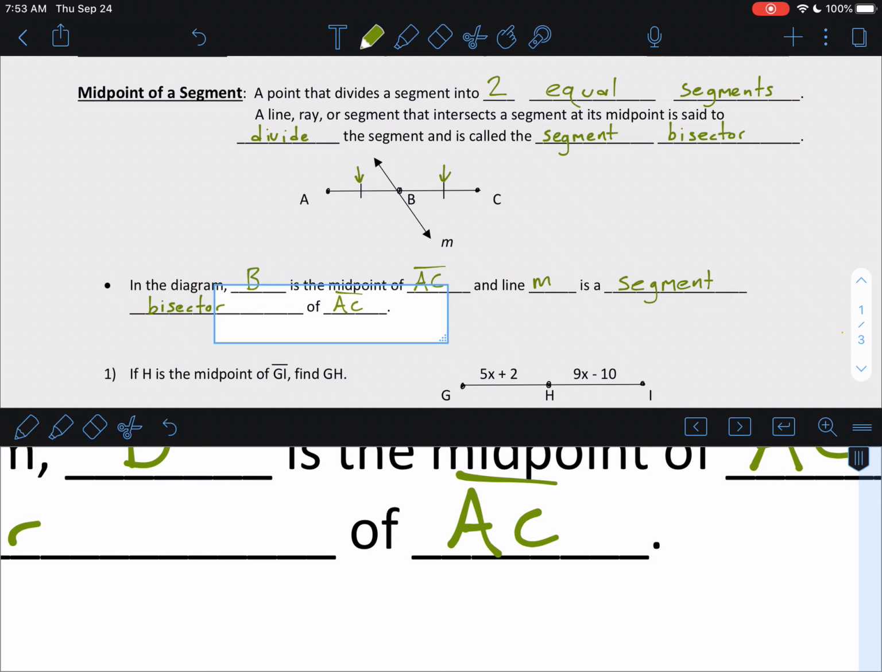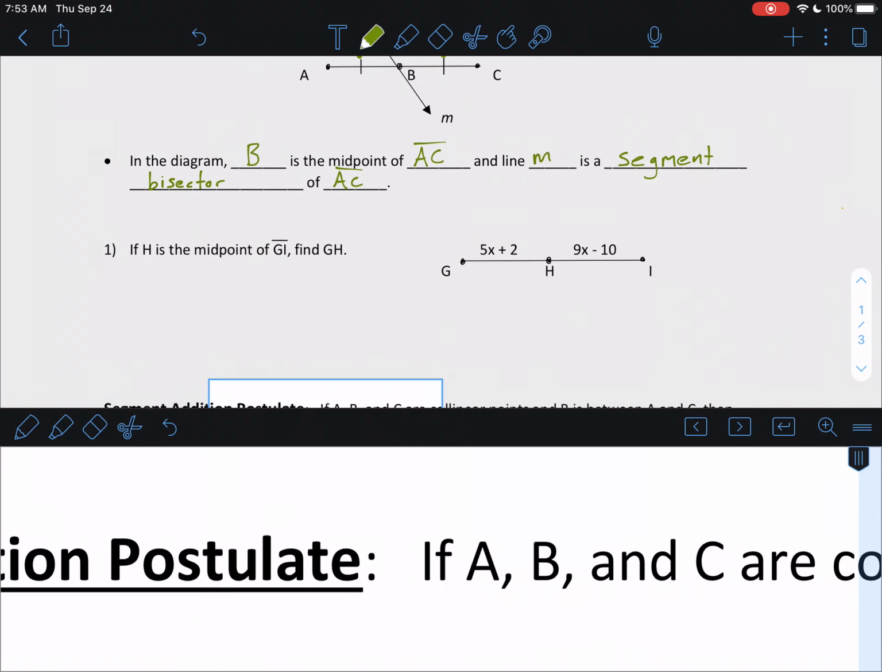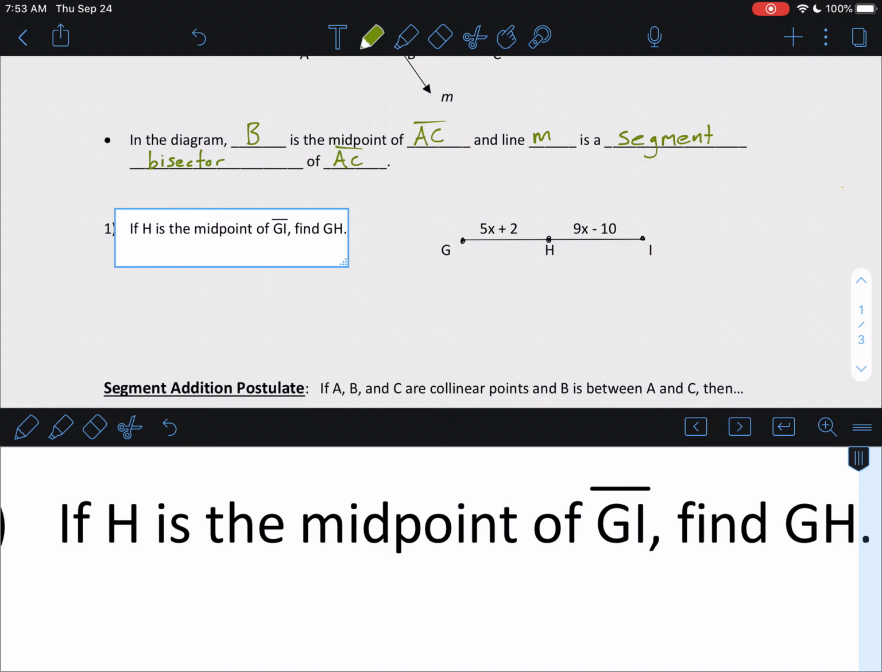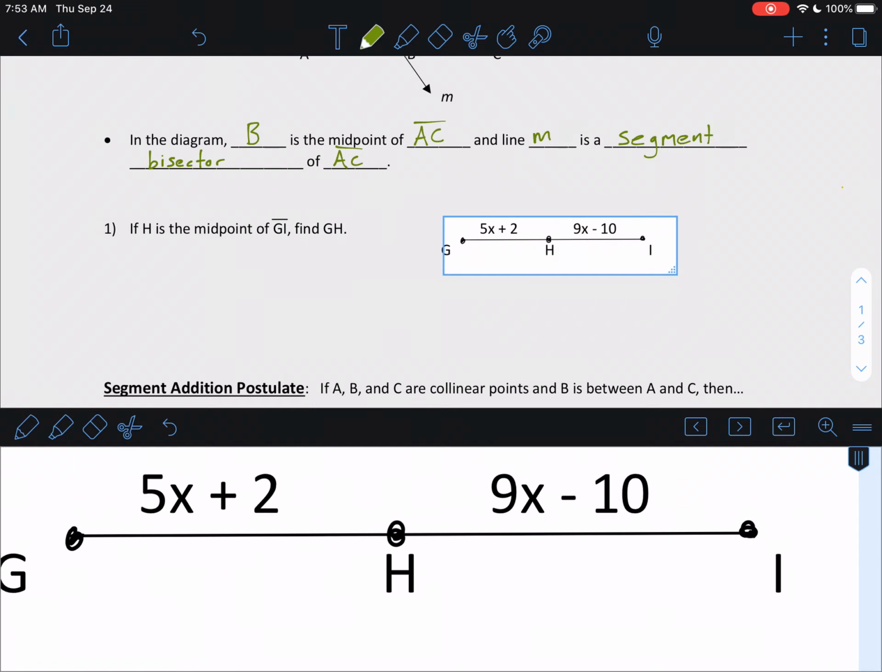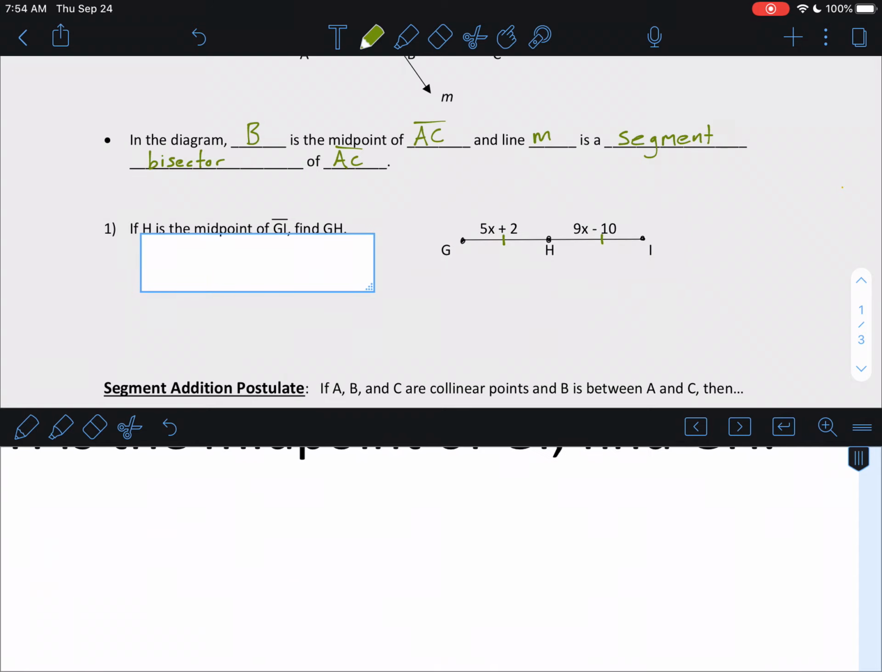So now we're going to apply some mathematics to it. In this example, if H is the midpoint of GI, so they tell us that H is exactly between G and I, it wants us to find GH. So this means that segment GH must be congruent to segment HI. Therefore, this 5x plus 2 has to equal this 9x minus 10. So I'm going to work with that.